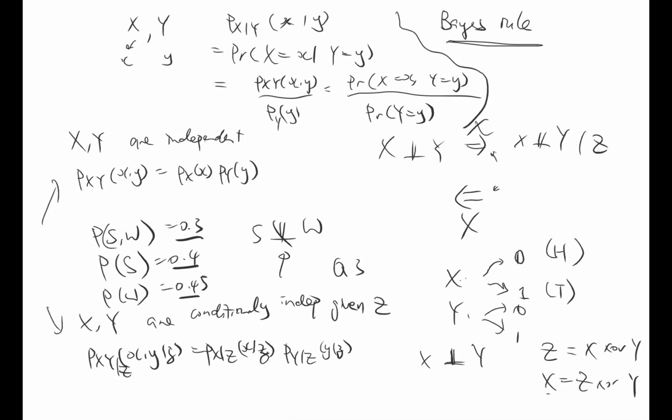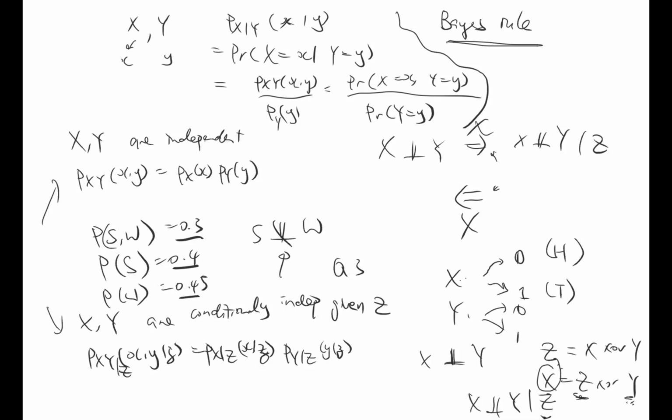But then immediately you see that I cannot have X independent of Y given Z, because given Z, X and Y are very much dependent. Given this Z here, I can evaluate X directly from Y. So there's no way that X and Y are independent.